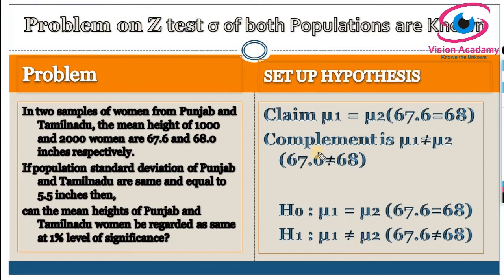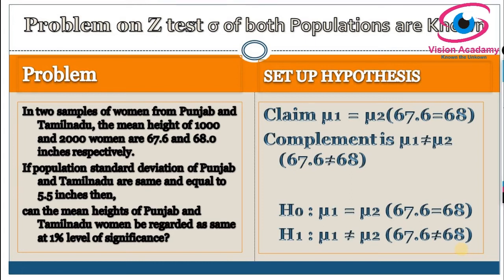And one more thing, we have to decide the appropriate test for this sample. Here we want to test a hypothesis regarding two population means, when the standard deviations of both populations are known and sample sizes are large. So we should go for the Z test. Here we cannot go for the T test because the sample sizes are greater than 30, which means 1000 from Punjab and 2000 from Tamil Nadu. So the appropriate test statistic in this case is the two sample Z test.